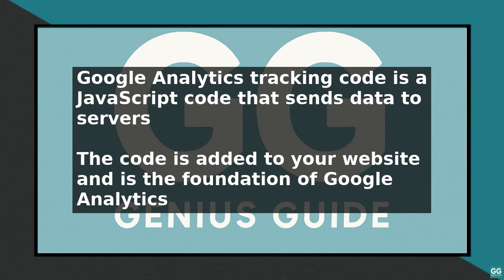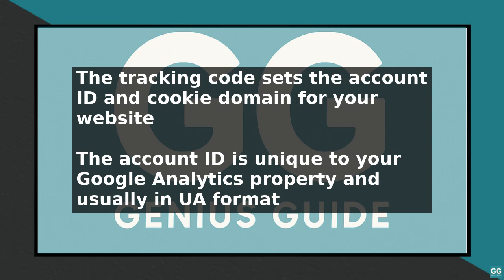The Google Analytics tracking code is a small piece of JavaScript code that you add to your website. This code sends data to Google Analytics servers, where it is processed and made available in your reports. The tracking code typically starts with a line that sets the account ID, which is unique to your Google Analytics property. This ID is usually in the format of UA-XXXXXX, where XXXXXX is your account ID.